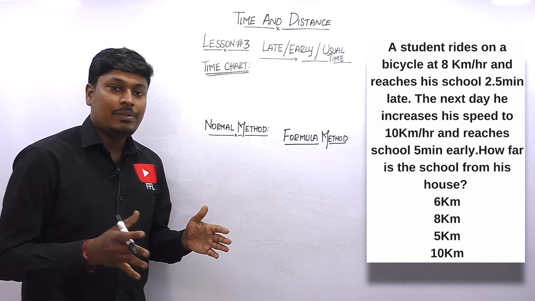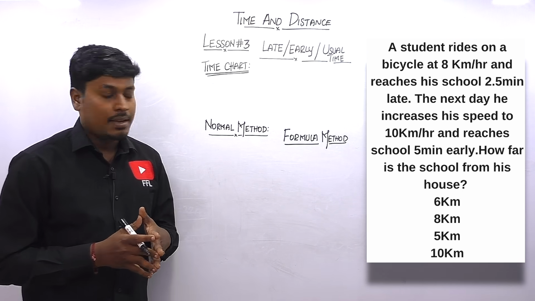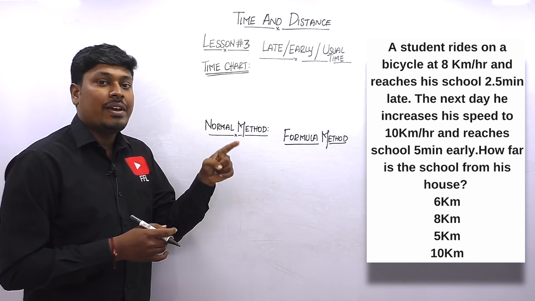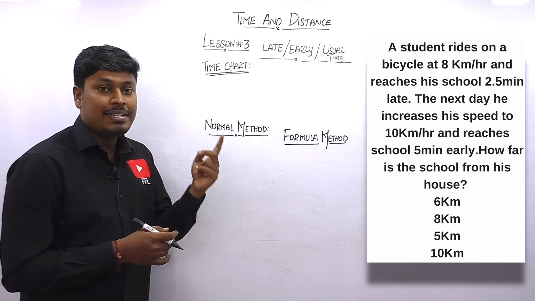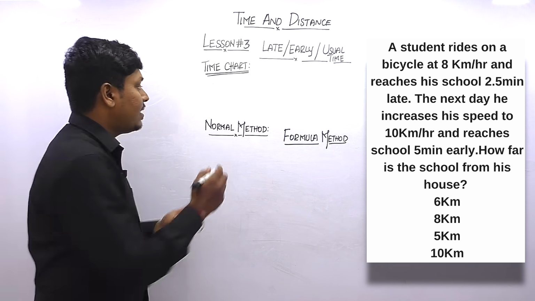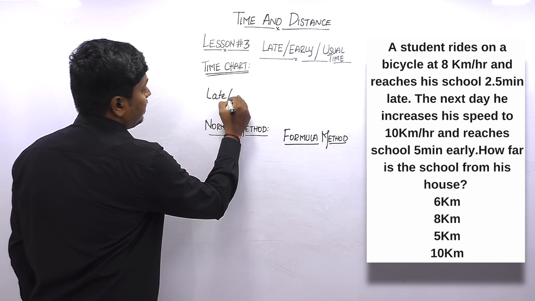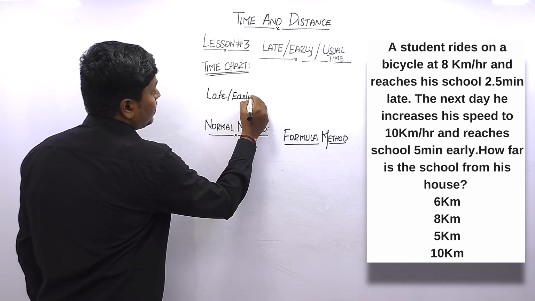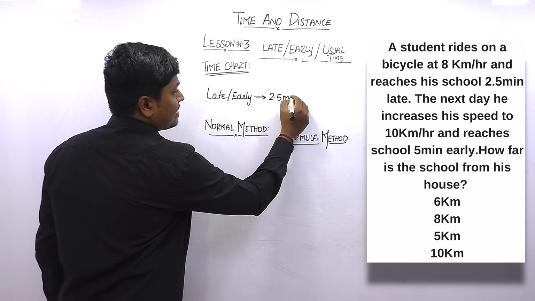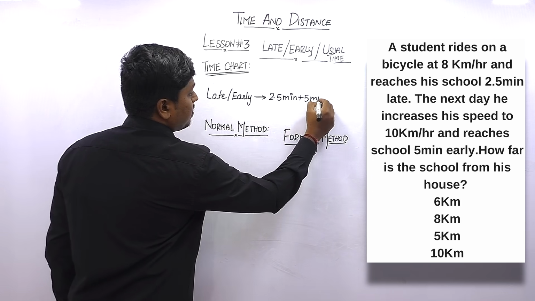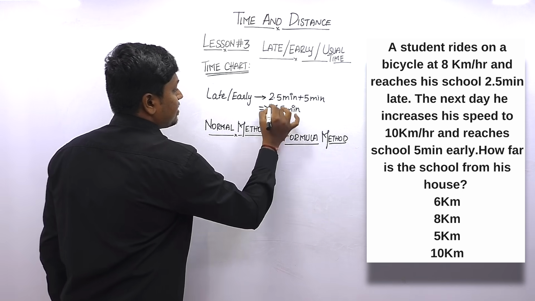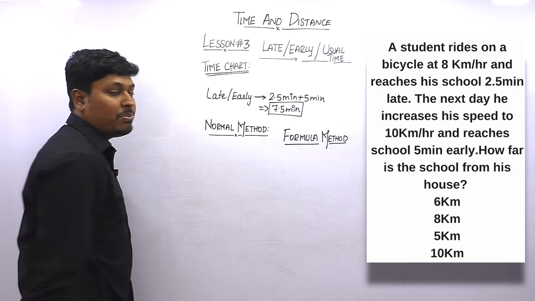So our target is to find the distance between the school and the house. And what data have they given? Initially, with the first speed, he is 2.5 minutes late, and with the second speed, he is 5 minutes early. What is the concept? The concept is based on late and early. If it is late and early, what you need to do is add both the timings. The first timing is 2.5 minutes and the second, early, is 5 minutes. So once you add both the timings, it will be 7.5 minutes. So finally we can say that the time difference will be 7.5 minutes.